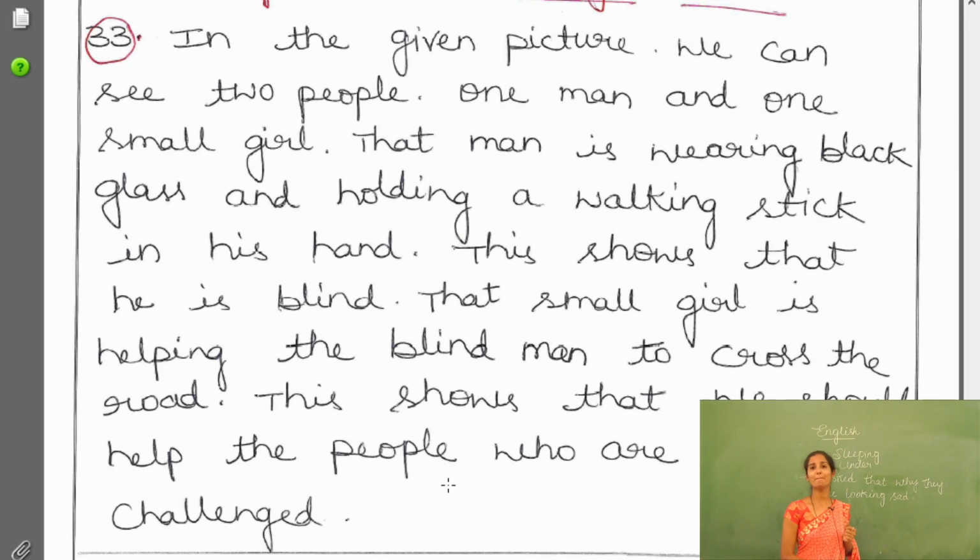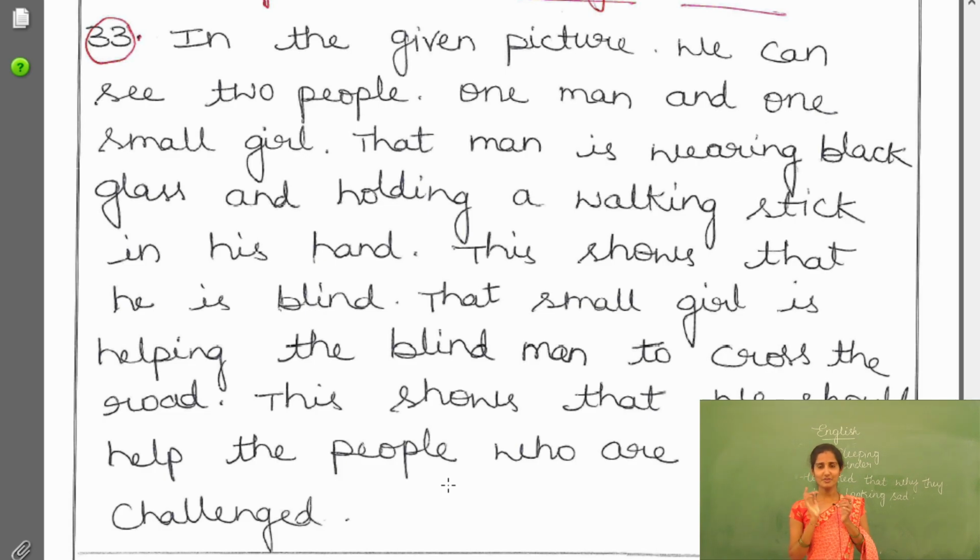And the picture is about a blind person. A small girl is helping a blind person. And I have told you, when you are asked to write a paragraph using the picture, you have to begin your paragraph like that. In the given picture, what you are seeing, two people are there. One person, he is blind, he is wearing black glasses and he is holding a walking stick, and a small girl is there. She is helping him to cross the road.